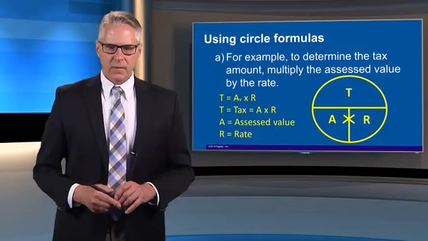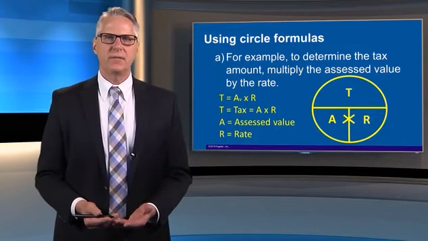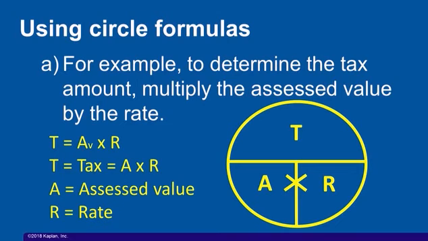For example, let's talk about taxes. To determine the tax amount, we take the assessed value times the tax rate. So T, up there, that's the product, it equals the tax rate times the assessed value. So that's the assessed value, and that's the tax rate. Assessed value times the tax rate. A is the assessed value. R is the tax rate.